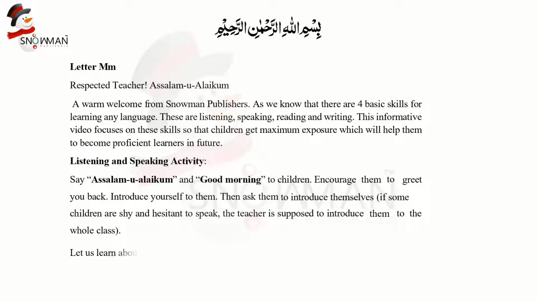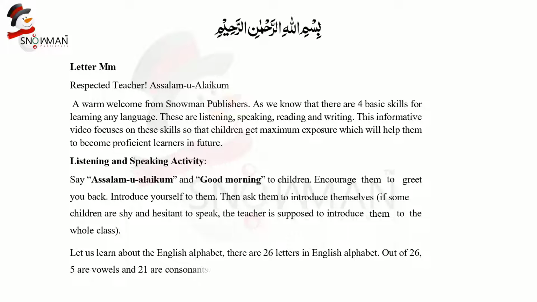Let us learn about the English alphabet. There are 26 letters in the English alphabet. Out of 26, 5 are vowels and 21 are consonants. This time, it's the 13th letter, M. Use the writing board and write letter M.